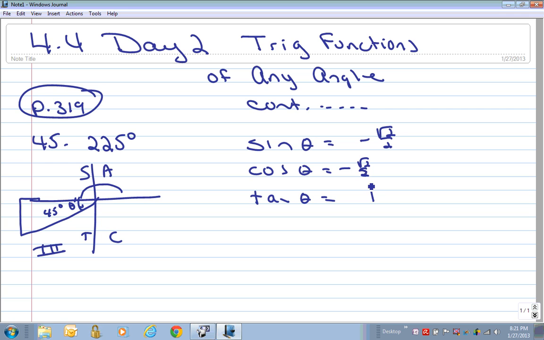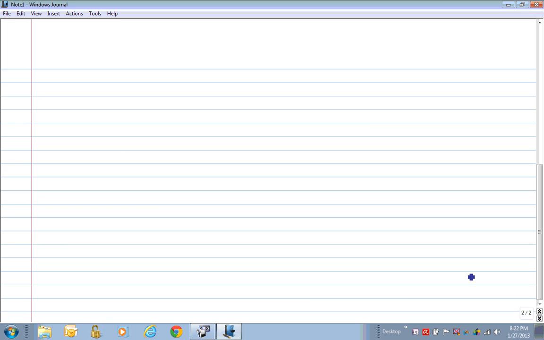All right, you'll be able to go ahead and do 47 and 49 from that. I'll probably have those up on the board for you tomorrow. Let's take a look at 51. It's the same thing except it's in radian measure. So 51 gives us 4 pi over 3. Again, we're going to want sine theta, cosine theta, and tan theta.